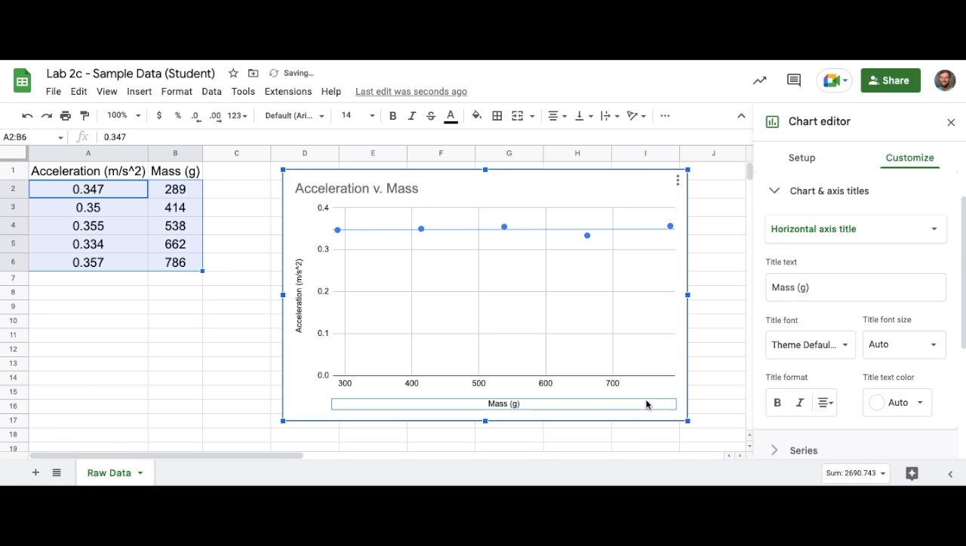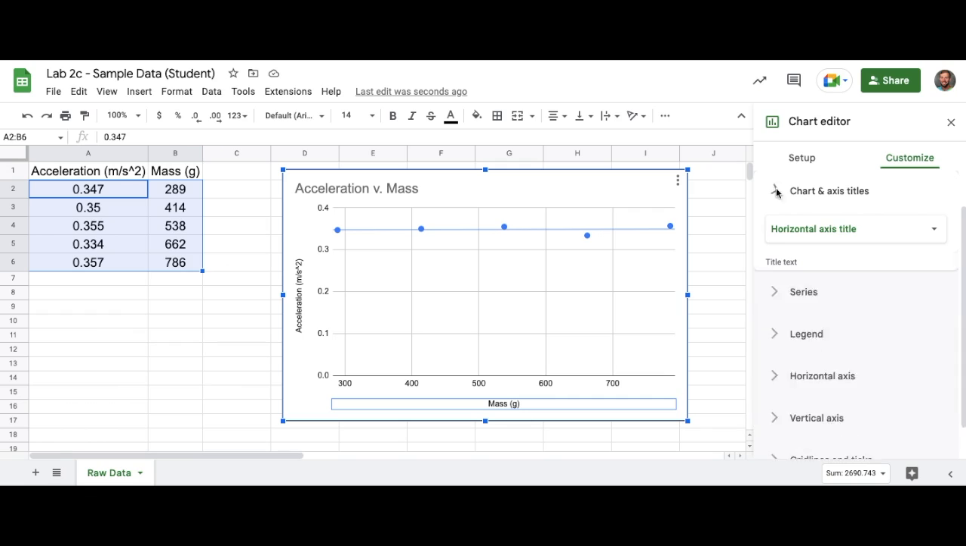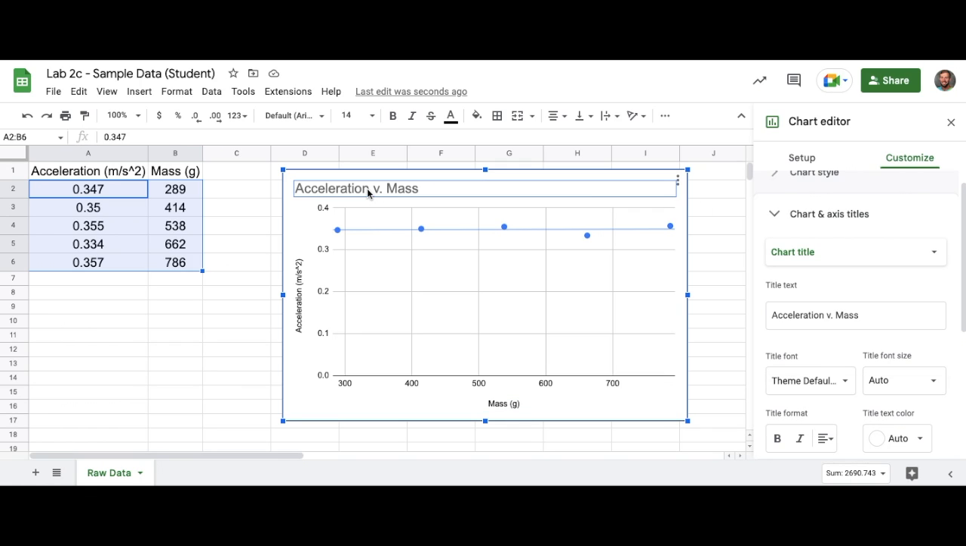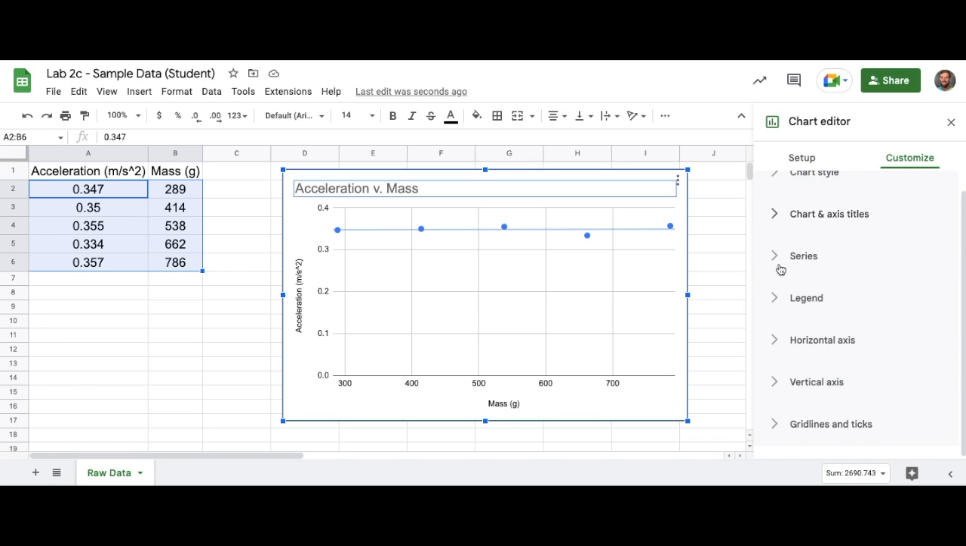There we go. And I can see that there appears to not be a linear relationship between acceleration and mass. Now remember, this is specifically acceleration due to gravity. As we've talked about, gravity isn't the only thing affecting the cart's acceleration, but it is affecting the cart's acceleration down the ramp.